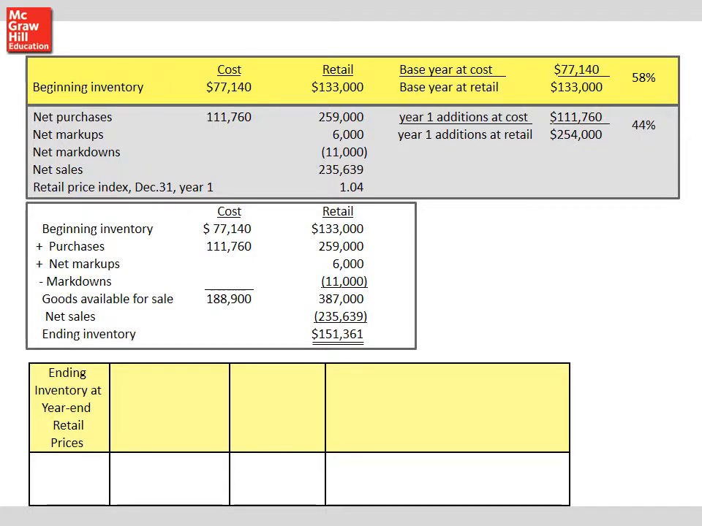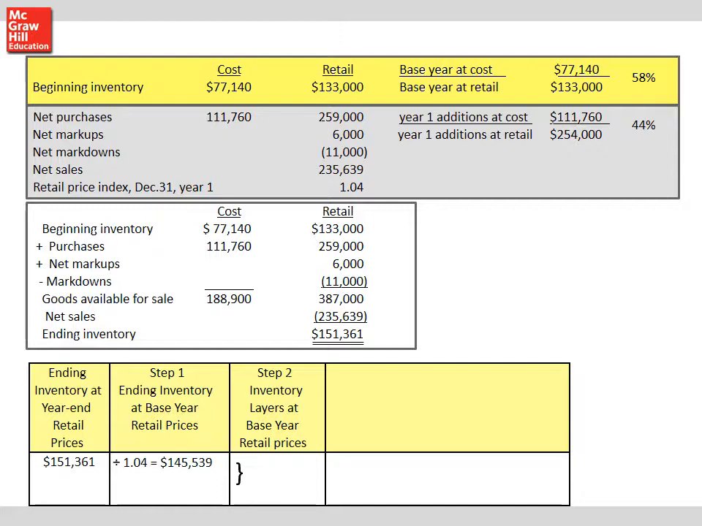Well, first we want to know ending inventory at year-end retail prices, $151,361. Now we're going to convert that to ending inventory at base year retail prices. We'll use the 1.04 retail price index. So we'll divide the 151,361 by 1.04. So if these goods were sold as of the beginning of the year, or the beginning of time, 100, they would have sold for $145,539.